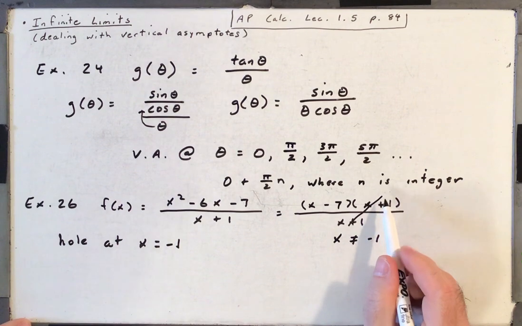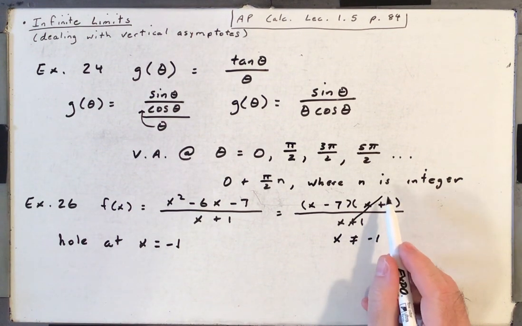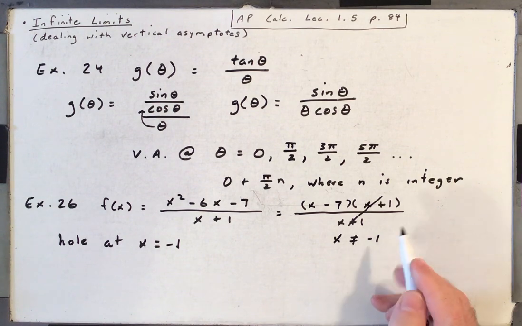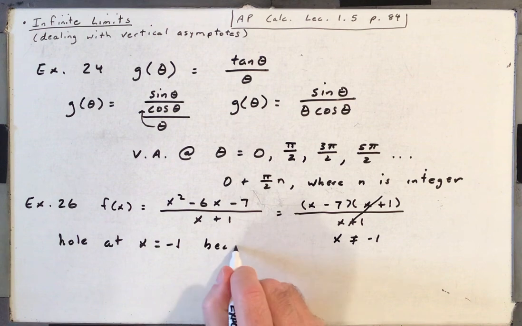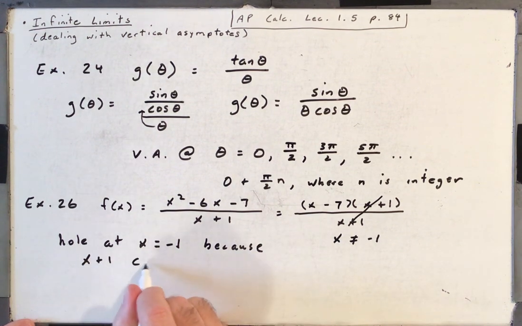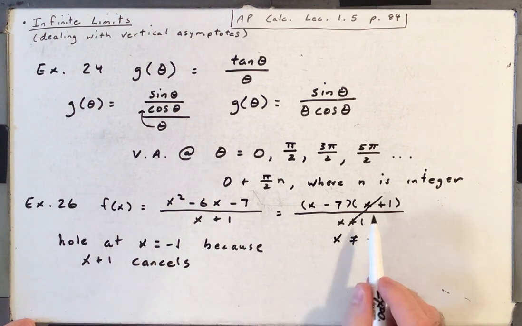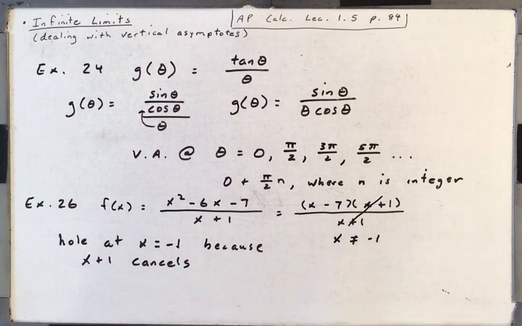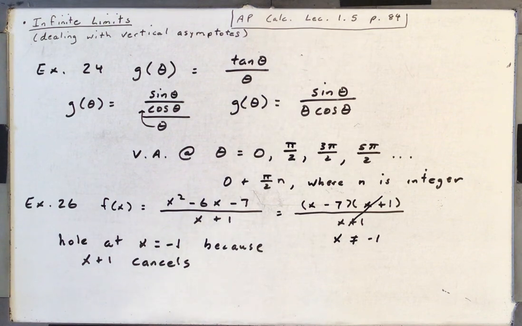So if you can factor it out, you can cancel it. That's a better way of saying it. If you can cancel it, then it's a hole. Because x plus 1 cancels. Sometimes you will have more than one factor in the denominator. One of them will cancel and one of them won't. And the ones that won't are vertical asymptotes. The ones that do cancel are holes.